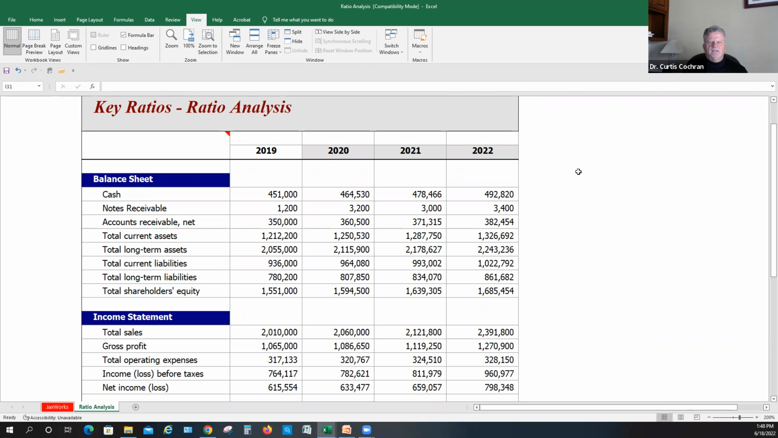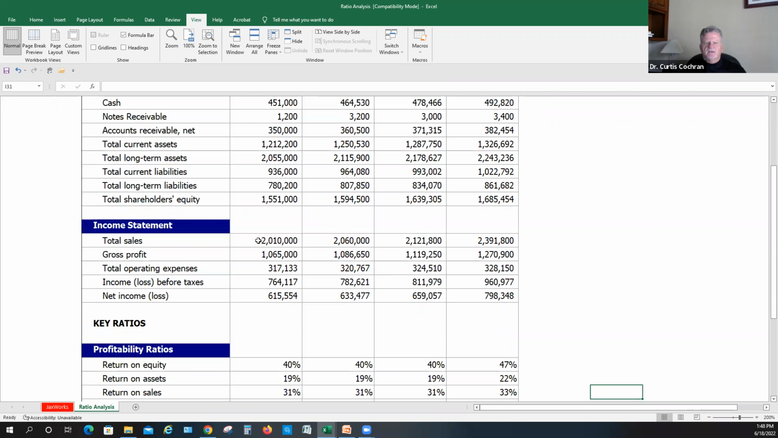On their balance sheet, they have cash on hand, which is excellent, and notes receivable, accounts receivable. If you look at it throughout 2019 to 2022, these are what we're going to look at from the balance sheet when it comes to the ratios. Income statement, okay, total sales. You can see that they've increased over the years, which is good. Their gross profit, pretty good. Total operating expenses, net income.